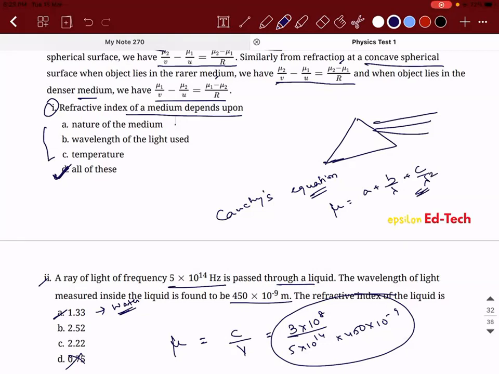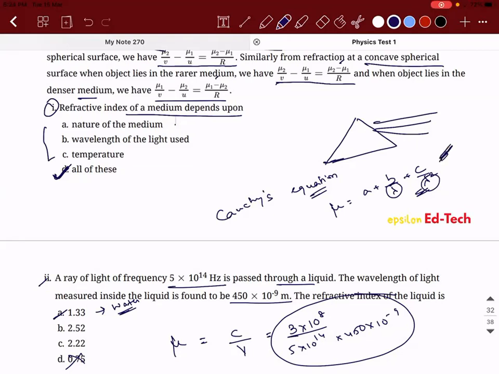Have you heard of Rayleigh's scattering? No, sir? No problem. So you know the scattering of light, right? When light hits these particles in the atmosphere, it starts scattering. So it is dependent on wavelength.